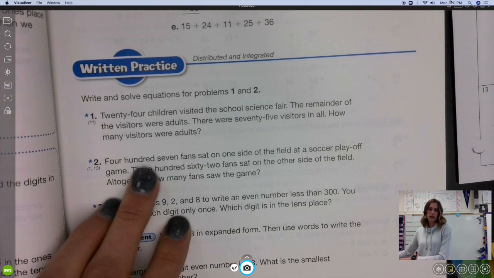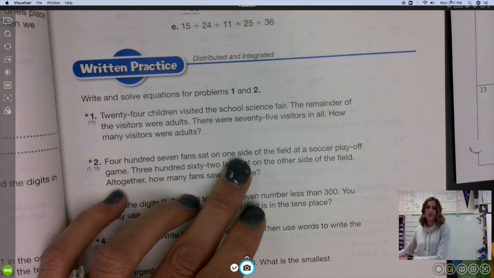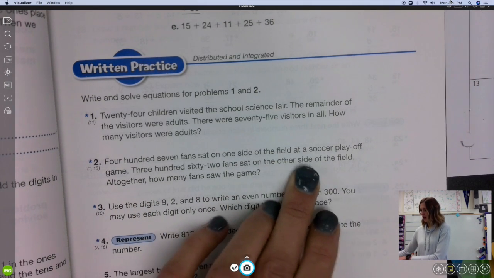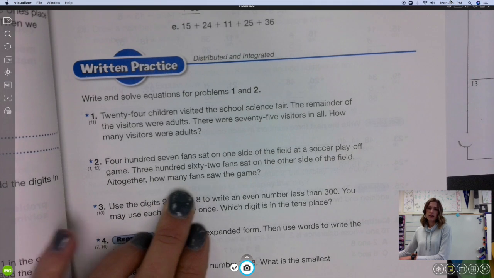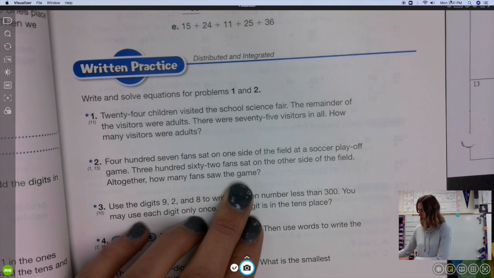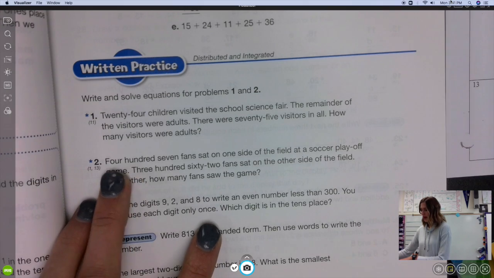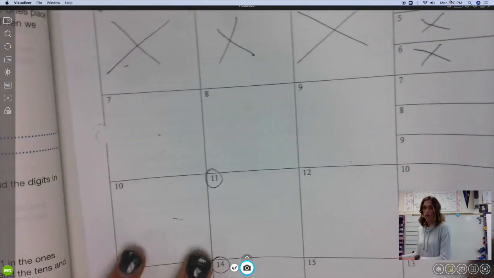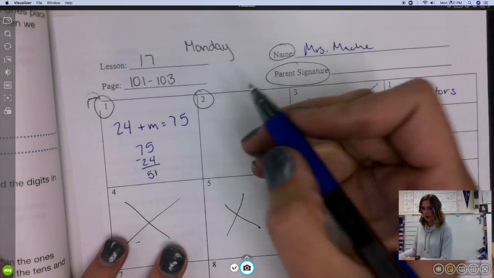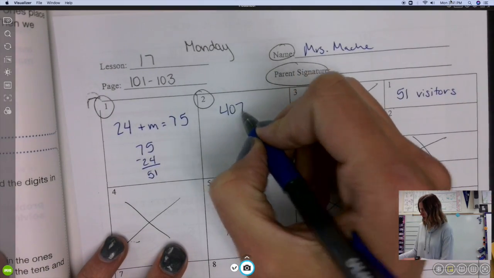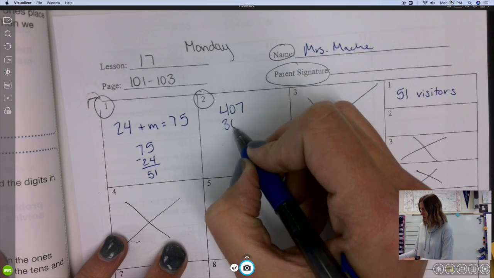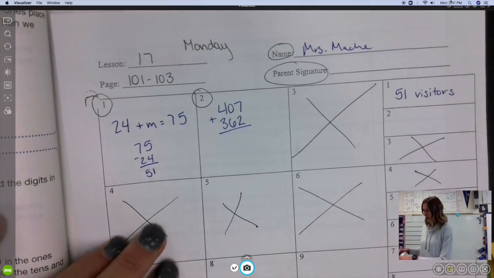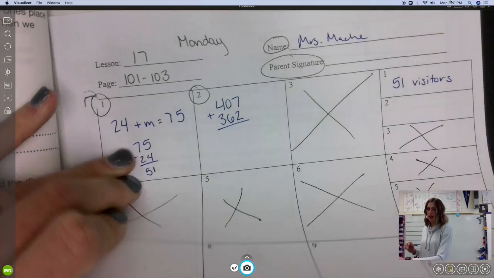Number 2 says 407 fans sat on one side of the field at the soccer playoff game. 362 fans sat on the other side of the field. Altogether, how many fans saw the game? So altogether, we need to add those. So we're going to add 407 to 362. So 407, I would write like this. 362. Right? And that's going to be how many fans there were.